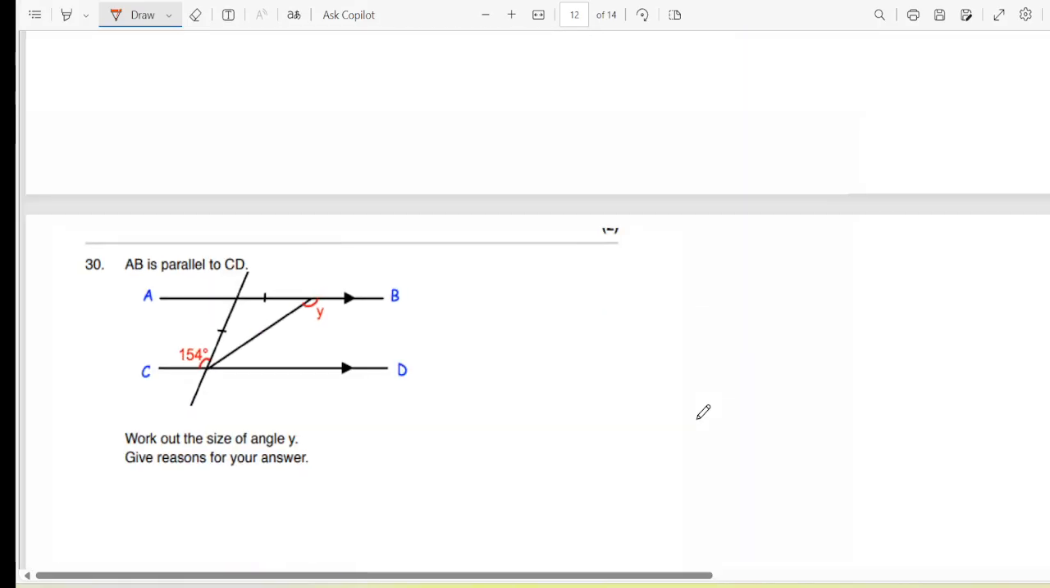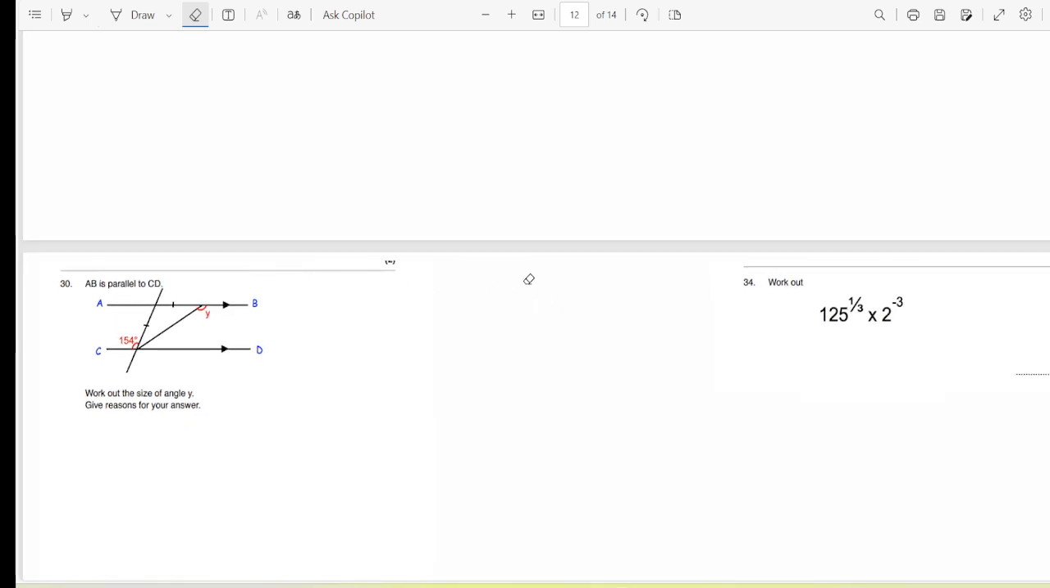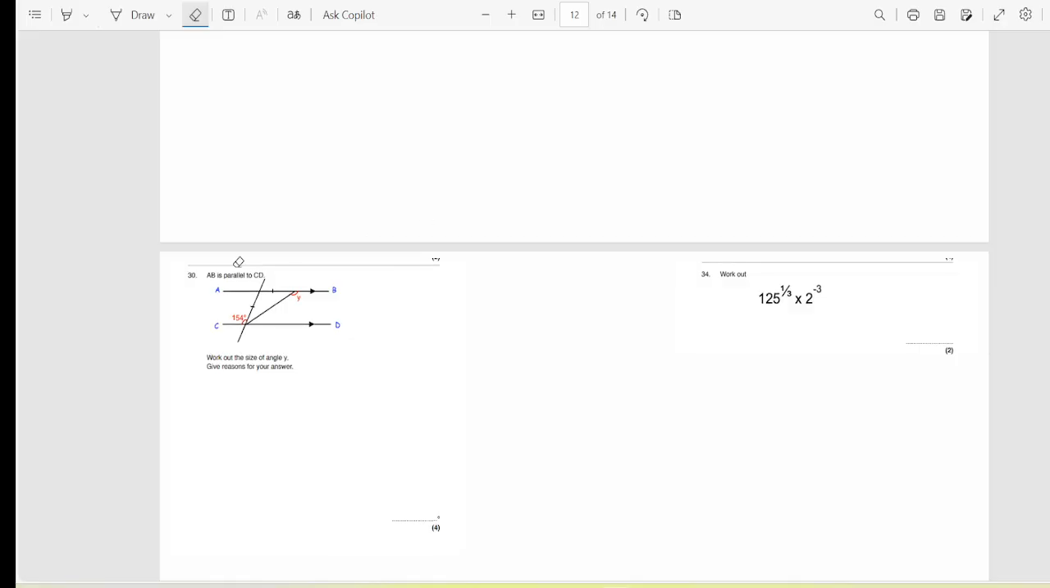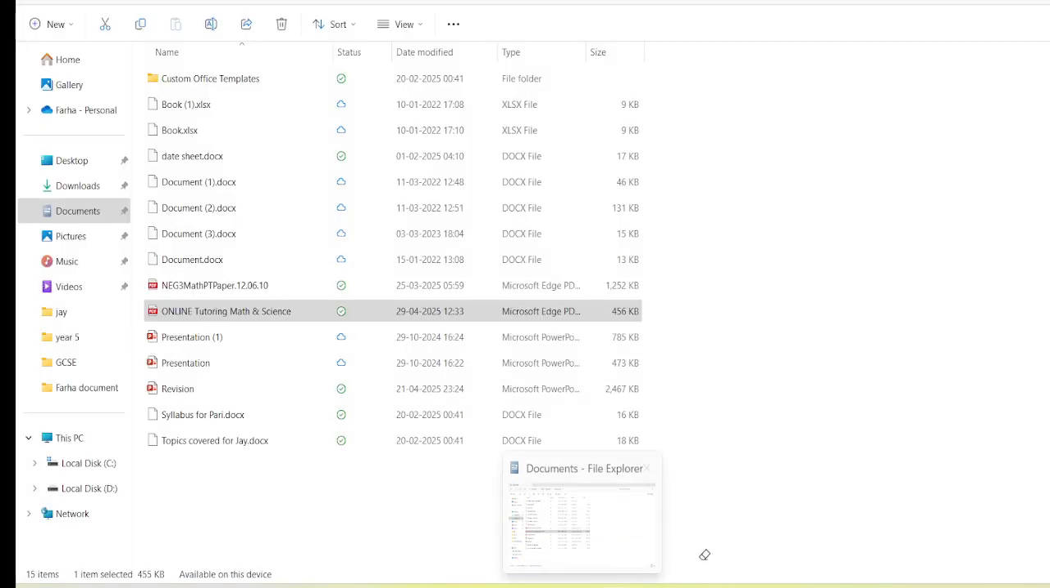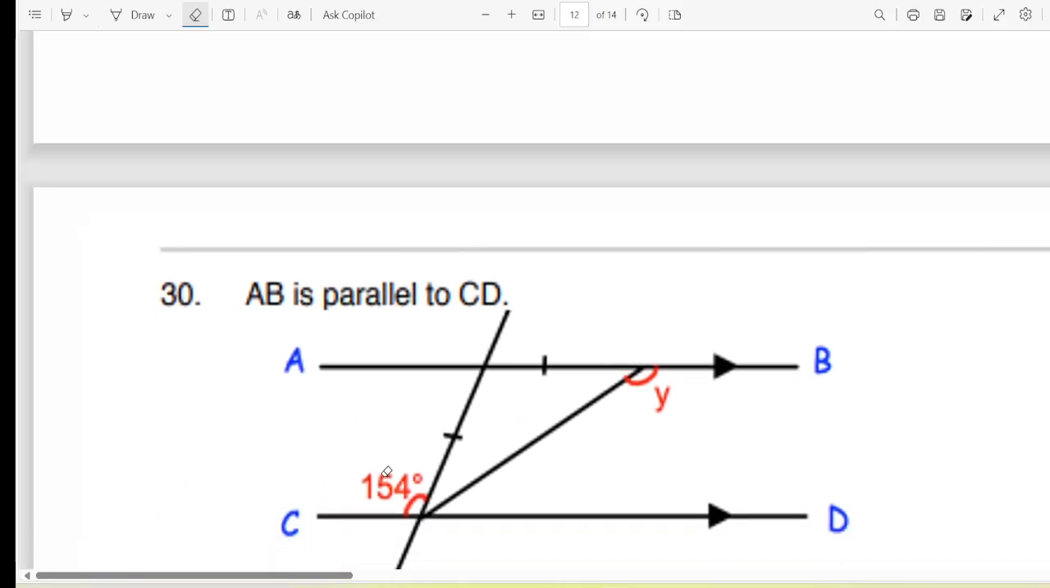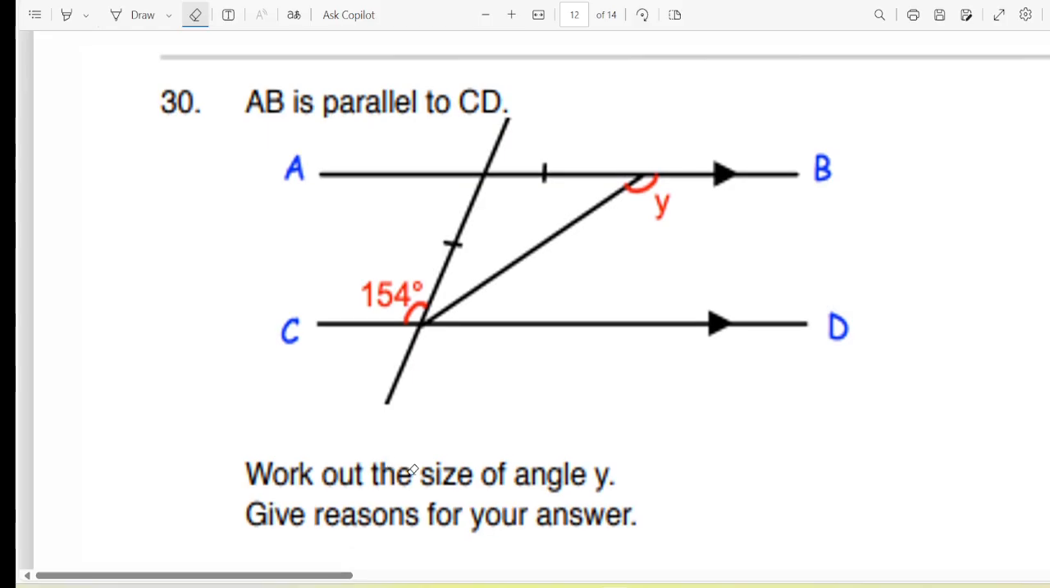Next question is this, question number 30. Let me just erase it. So let me just fix it. Okay, by moving it to this side. So we have to work out and find the size of angle y.